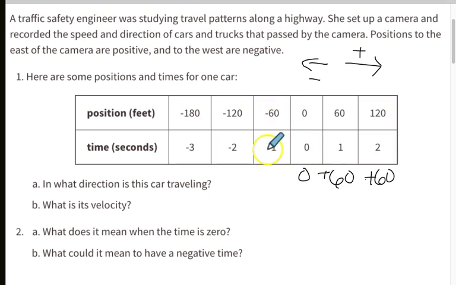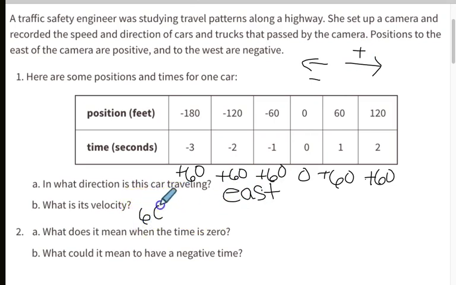Negative 60 divided by negative 1, because if I divided feet over seconds, so I would know how many feet per second, then this would be a positive 60, because two negatives make a positive when you're dividing. Same thing here, and same thing here. That means that the direction the car is traveling is positive, and remember, positive was east. So the car is traveling east. What is its velocity? It is traveling 60 feet per second.